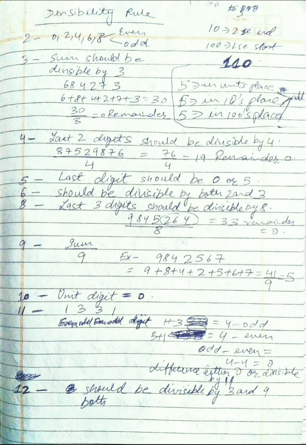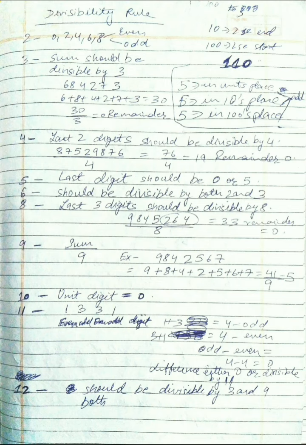Now we'll look at 12. In the case of 12, the number should be divisible by both 3 and 4, then only the number will be divisible by 12. Otherwise, it will not be divisible by 12. So we check divisibility by 3: we add all the digits and divide by 3, and the remainder should be 0. In the second case we check divisibility by 4: the last two digits of the number should be divisible by 4, then only the number will be divisible by 12.